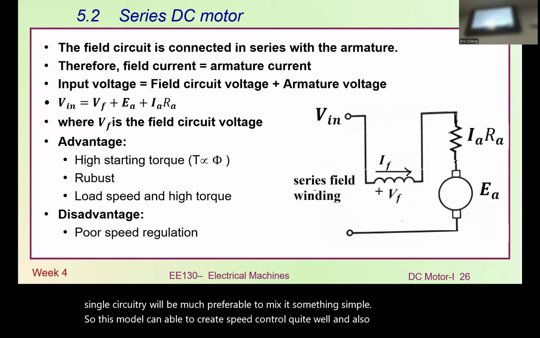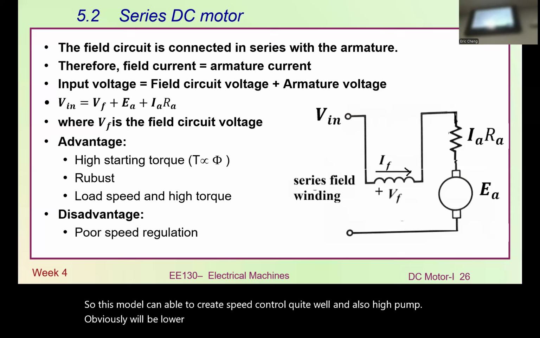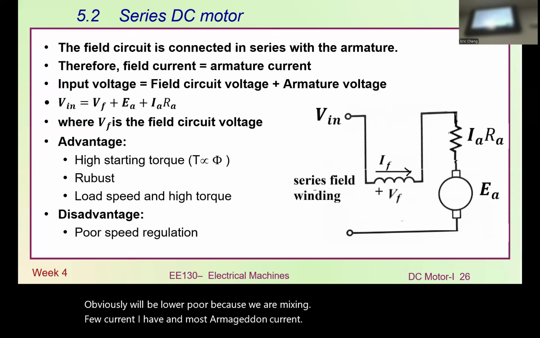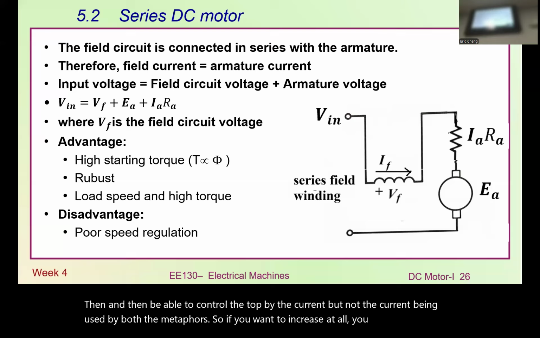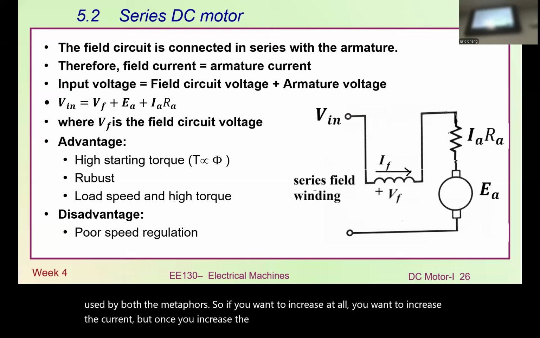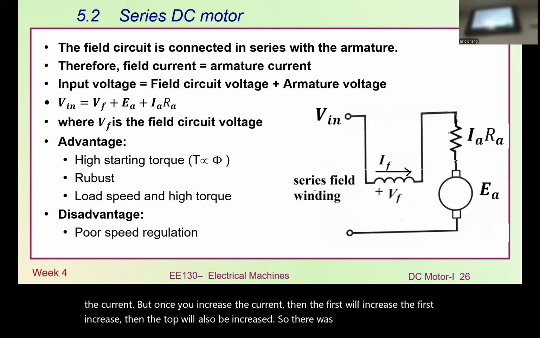But the motor speed regulation will obviously be poor, because we are mixing the field current IF and the armature current. Originally we were able to control the speed by input voltage, and control the torque by the current. But now the current is used by both the flux and the torque. So if you want to increase the torque, you increase the current, but once you increase the current, the flux will also increase, and then the torque increases further. So that is not coordinated well.